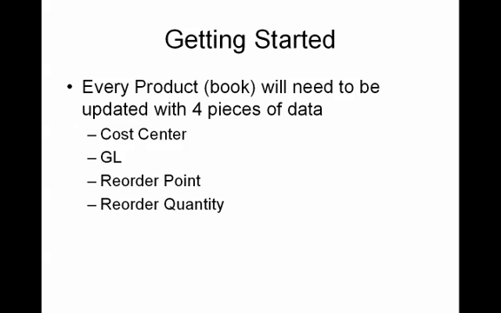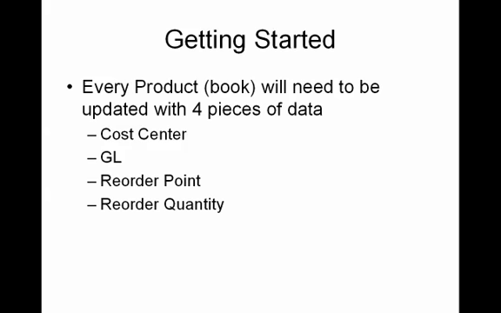Some of these things can be automated, like cost center and GL. I believe that we will be updating those. As far as reorder point and reorder quantity, if you think for 90% of your books those will be the same, we can do a mass update and change everything at once, and then only go back and change the ones that aren't the same, the exceptions. If you believe that every book will be different, then we'll have to do that one at a time, which is the process that I want to show you.